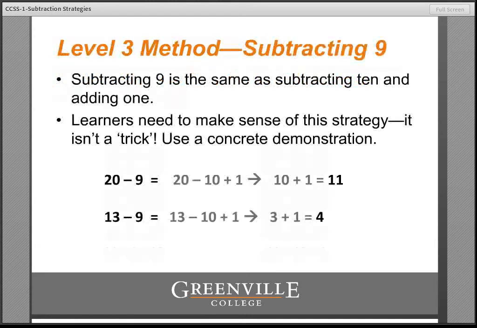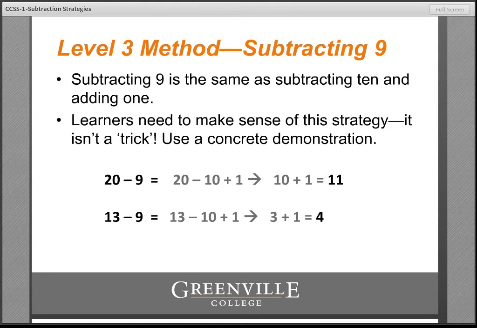Okay, so now we're going to take a look at a level 3 method, and I'm using this one also as an example of a whole instructional sequence, because time-wise, we really don't have time to develop every single lesson or every single strategy in an entire instructional sequence for several days. But here I'm going to show you the strategy, and then I'm going to illustrate how that might play out in an instructional sequence.